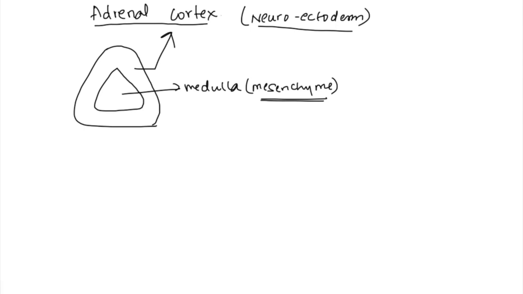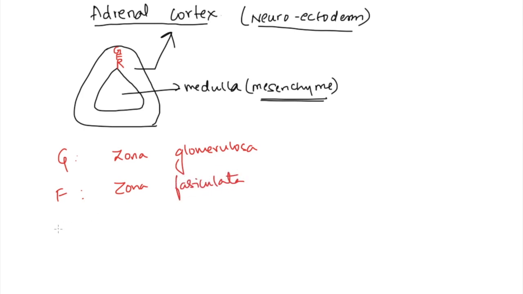Fine. So now the cortex itself has three layers. We have studied this in histology. The mnemonic is GFR. G stands for zona glomerulosa, F stands for zona fasciculata, and R stands for zona reticularis. Okay, simple. GFR.